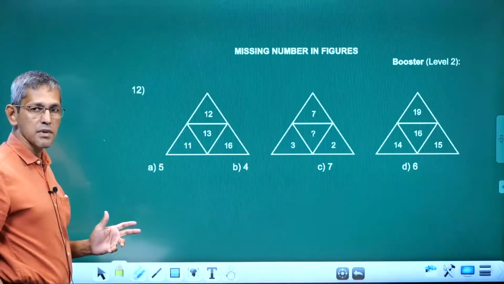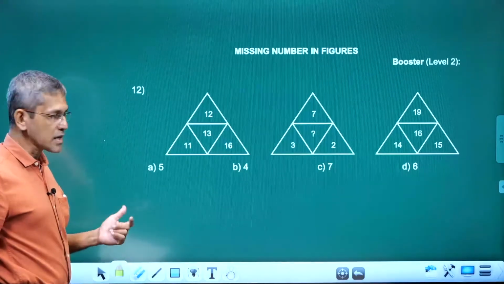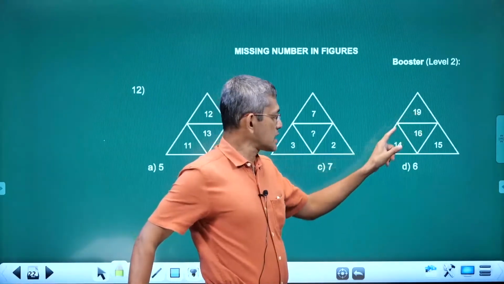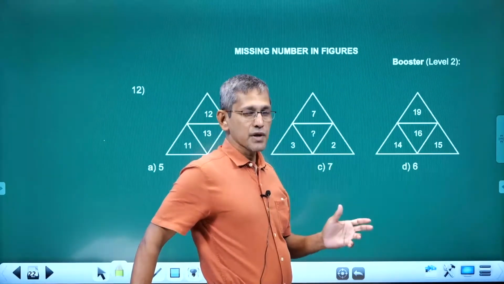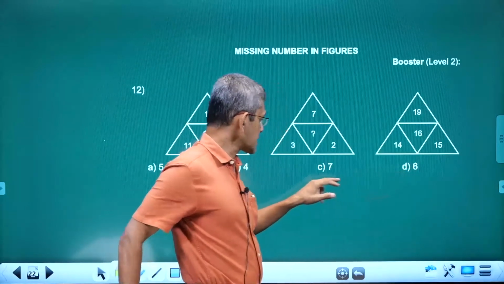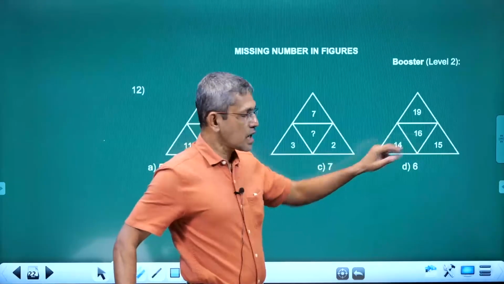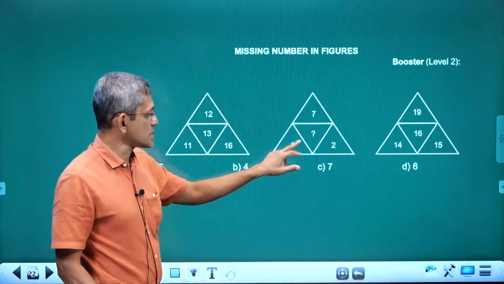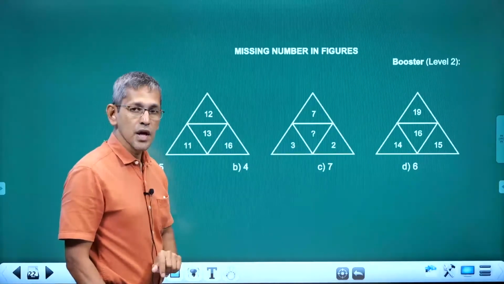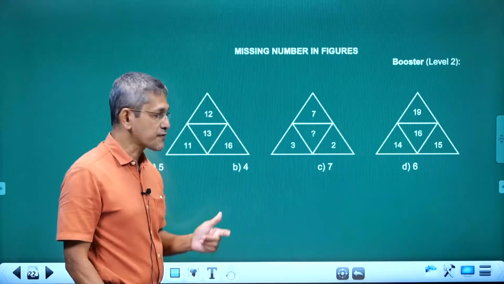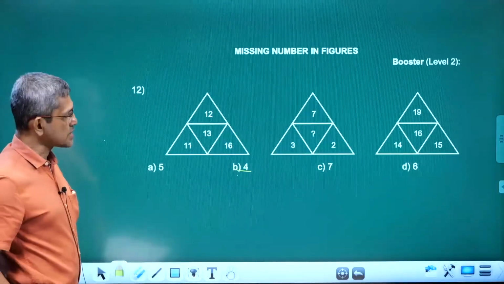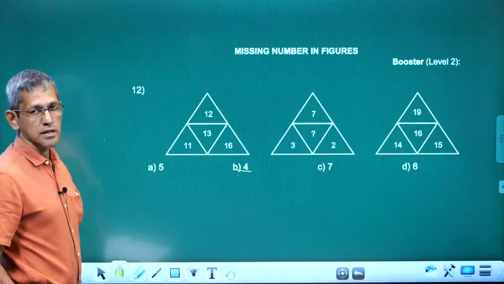What is that? 39 by 3 is 13. So is that relation or is that pattern possible in the third figure? 19, 14 and 15, when you add it, we get 48. 48 by 3, what do you get? 16, correct? This is 16. And if you apply the same logic over here, 7 plus 3, 10, 10 plus 2, 12. 12 divided by 3, 4. So the answer must be 4 right here. That's a relatively straightforward question, not that complicated.